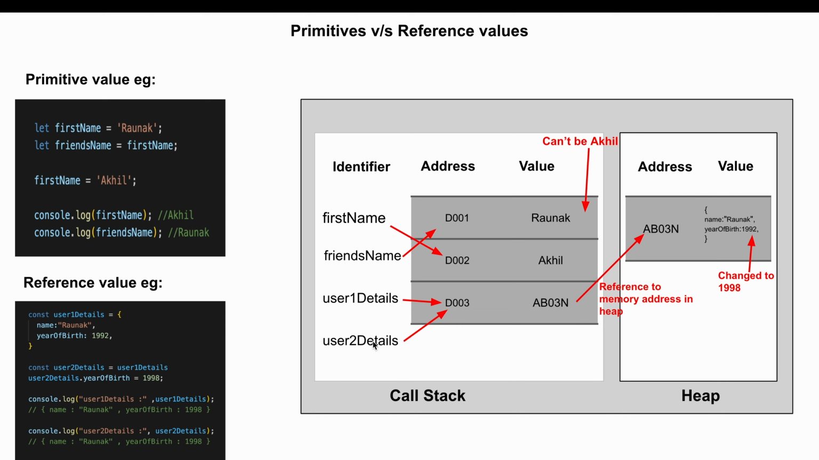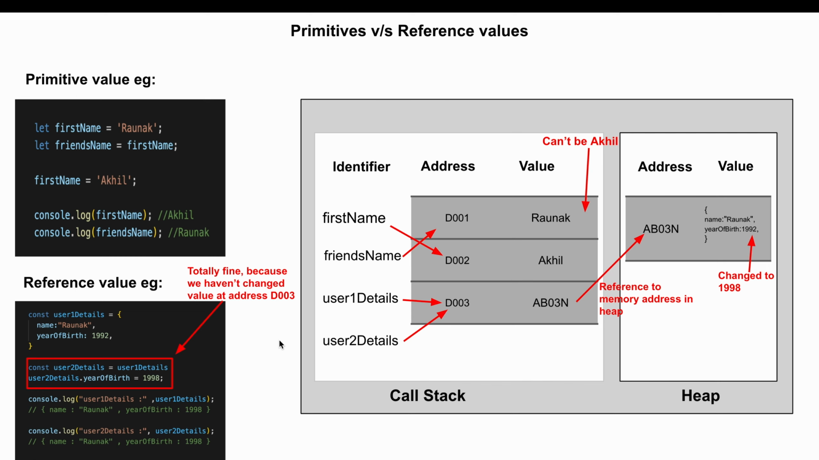That was the reason why, after updating the value of user2 details dot year of birth, it is reflected in both the console logs, because both are pointing to the same address which holds the same value. We haven't changed the address these variables are pointing to. We have changed the value of the object stored in the heap, and that address is stored as the value of the address where these two are pointing.